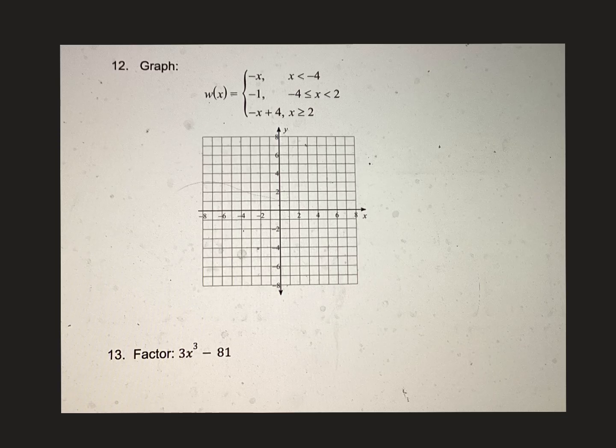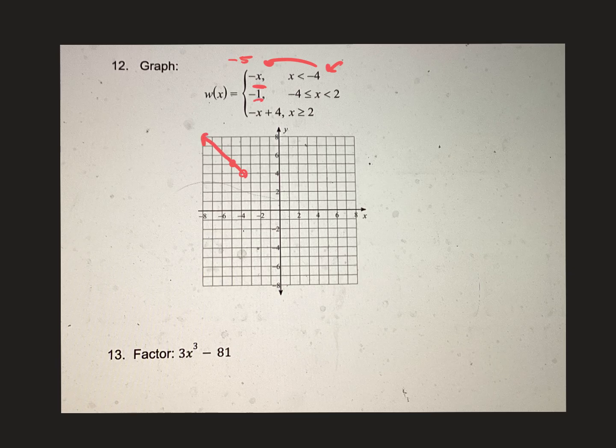And the last two, piecewise and a factor. Okay, so piecewise, the first part of the piecewise right there, that's going to be a line. So I can plug in negative 4 in there. If I plug in negative 4, I get positive 4. So I'm going to go negative 4, positive 4, empty circle. And because it says less than negative 4, I'm going to go left, which is negative 5. Plug in negative 5 in there, you get positive 5, which is right here. Connect the dots. There's the first line.